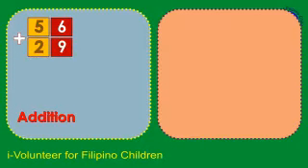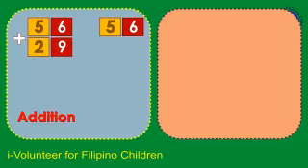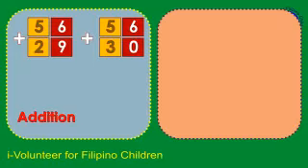For this example, 29 is added to 56. Therefore, we will use 30 instead of 29. 56 plus 30 is equal to 86.